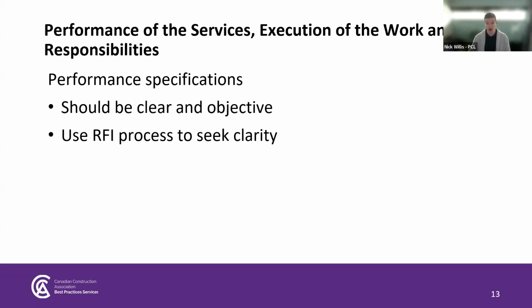So our next topic is performance specifications. And simply put, these should be clear and objective. Subjective or ambiguous performance specs create uncertainty for both parties, and they create a risk that contractors will be required to complete additional scope without compensation. If a contract contains ambiguous performance specifications, this means that the owner and the contractor may come to different interpretations about what is required.